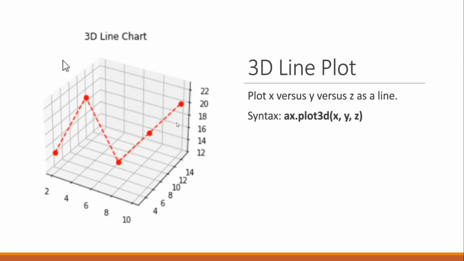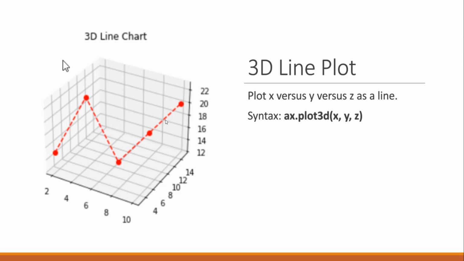The first one is to create the 3D line plot. It creates a plot of x versus y and y versus z as a line. The syntax to create the 3D line plot is ax.plot3D, and in parentheses we pass the three dimensions x, y and z. When we are talking about the 2D case, we only use two dimensions, x and y. But when we move to 3D plotting, we have to pass the three dimensions x, y and z.